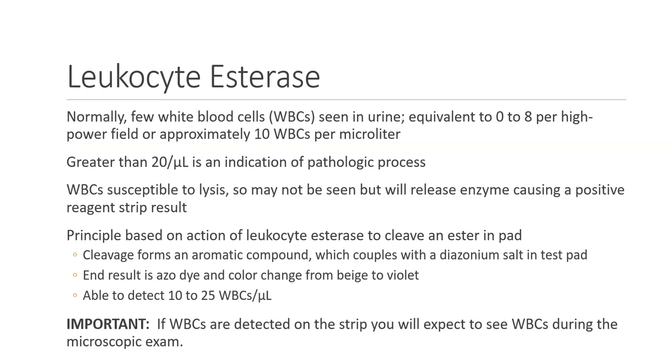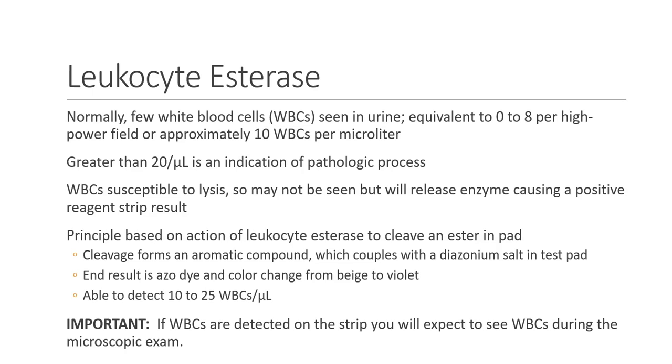Leukocyte esterase. Normally, a few white blood cells may be seen in the urine, and this is equivalent to 0 to 8 per high power field, or approximately 10 WBCs per microliter. The reason being these are scavenger cells, so they're present all the time in your tissues, in your fluids. They're looking for foreign substances to engulf and destroy. White blood cells are susceptible to lysis, so you may not see them, but they will release an enzyme causing a positive reaction on the reagent strip.